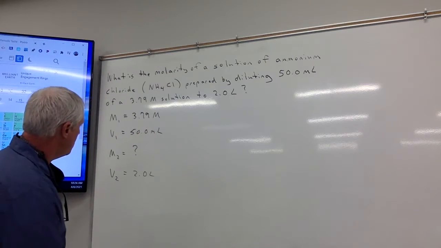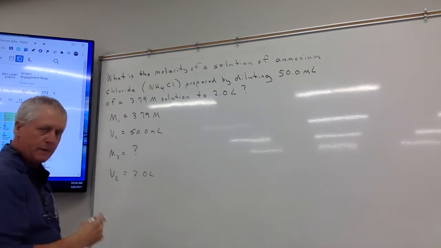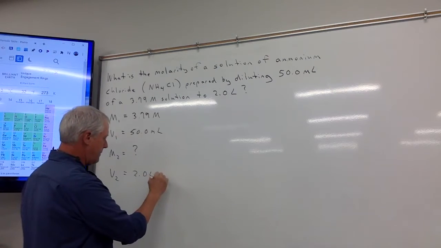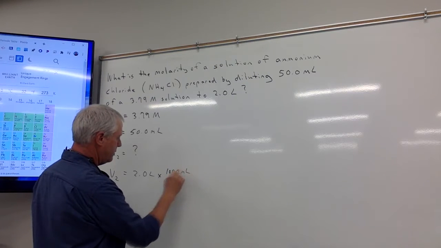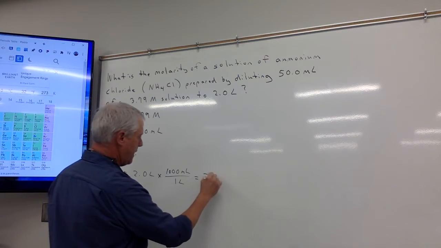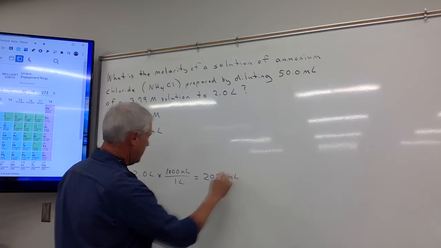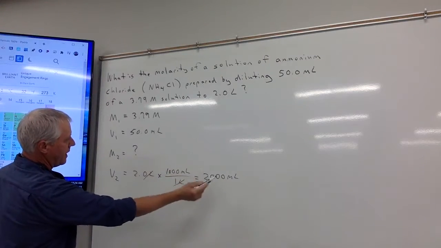But the problem here is that we have milliliters here and liters here, so we have to make that change. We can convert that by knowing that there are 1,000 milliliters for every 1 liter, and that gives us 2,000 milliliters. So that's the one we want to work with, because we want to make sure that our units coincide for volume.